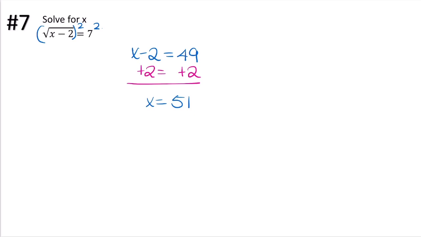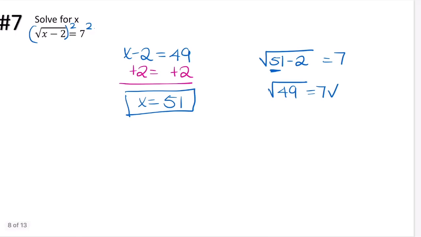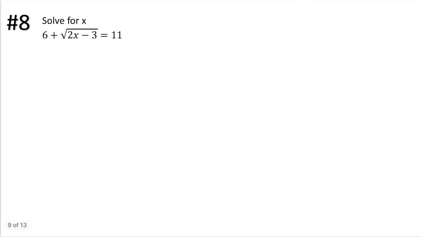Remember, whenever we're solving square root equations, we always want to plug our answer back in to check and make sure we don't have any extraneous solutions. So if I plug in 51, I get the square root of 51 minus 2, right? Because that 51 will replace x. And we're checking if that's equal to 7. So we have the square root of 49, and that does in fact equal 7, so our answer is good. x equals 51.